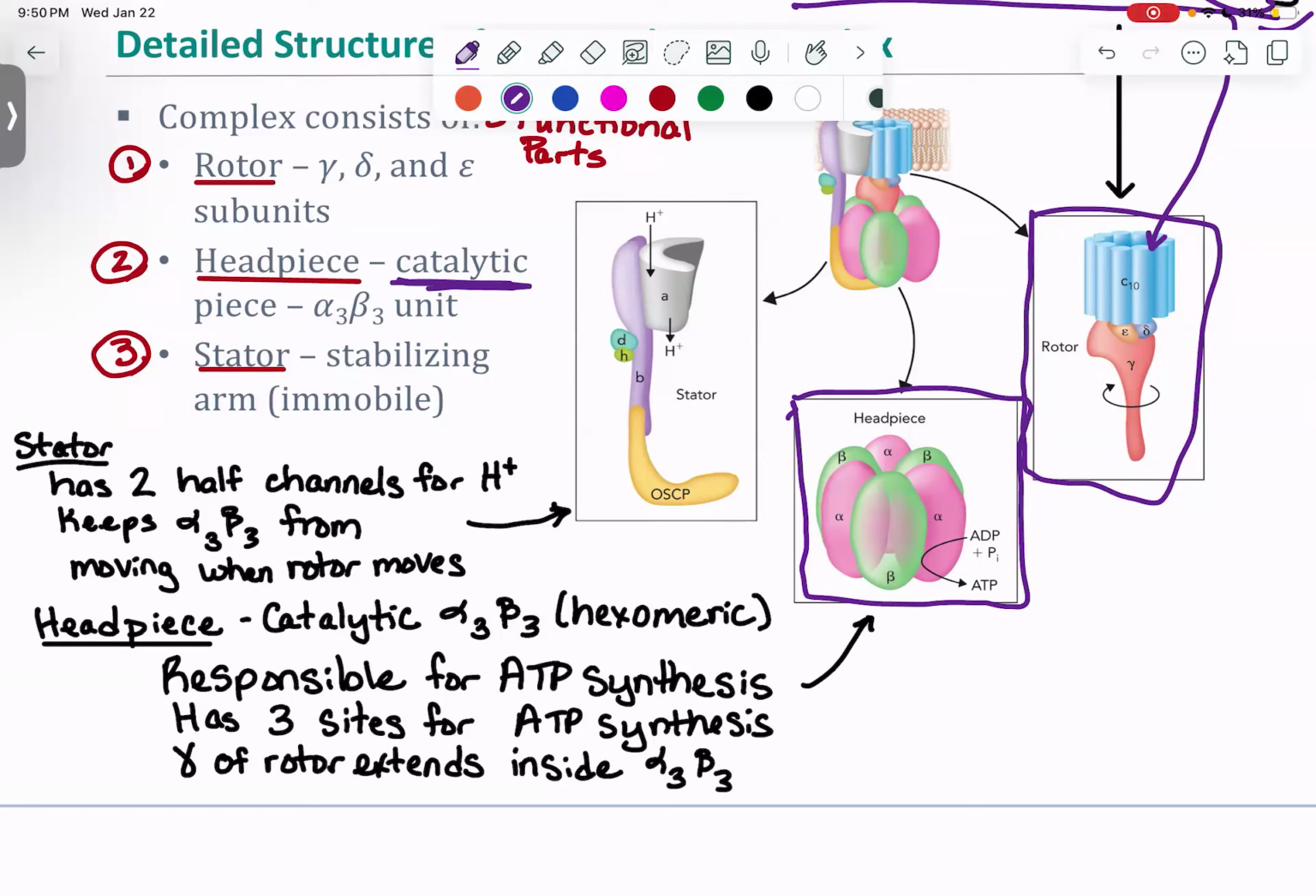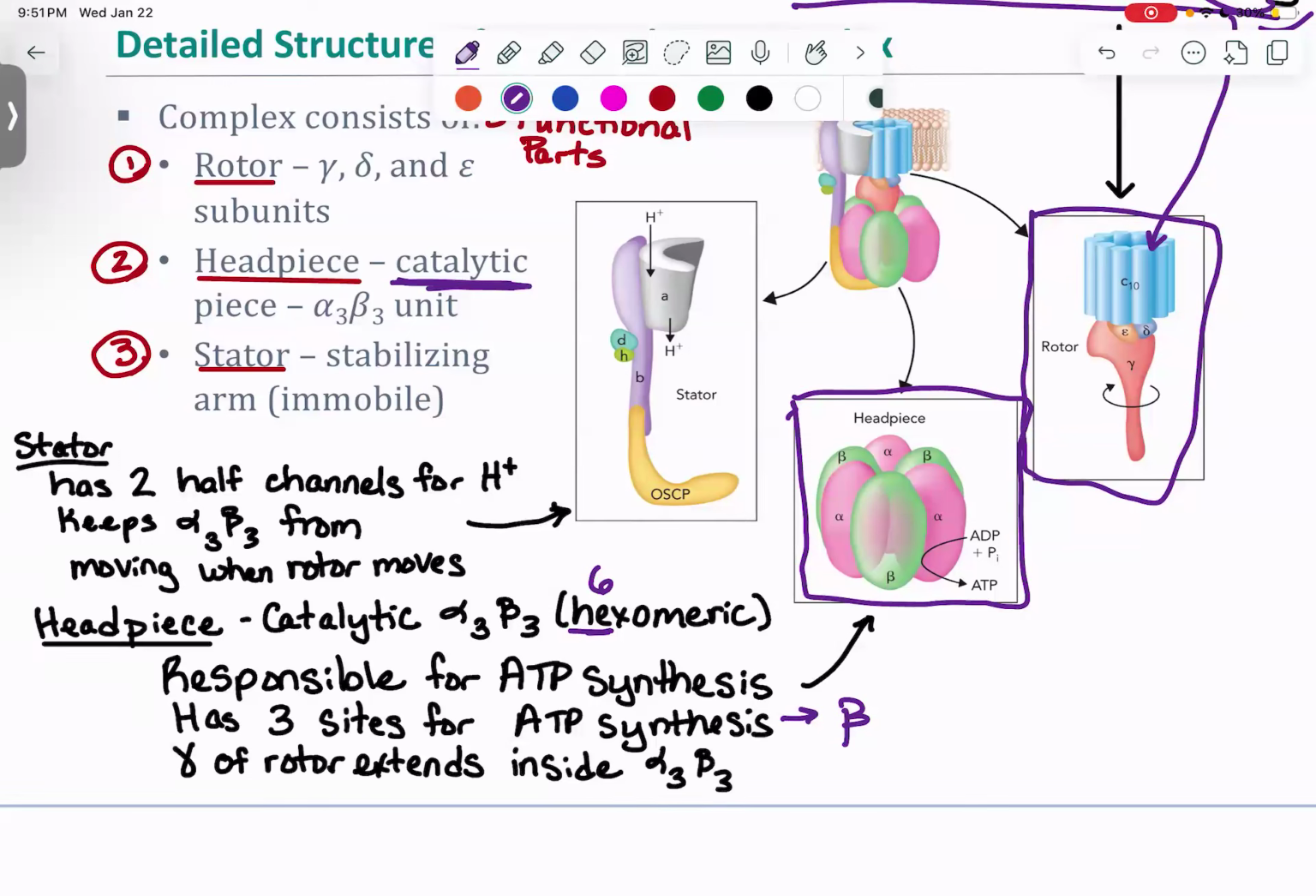So it's hexameric, hex meaning 6. We have 3 alpha and 3 beta subunits, so that totals 6, so it's hexameric. And this is what's responsible for ATP synthesis. There are technically 3 sites for ATP synthesis, and they're all in the beta subunits. So each of these 3 beta subunits, there's 1, there's 2, and there's another one, 3. Each of these beta subunits has the ability to take ADP and an inorganic phosphate and create ATP.